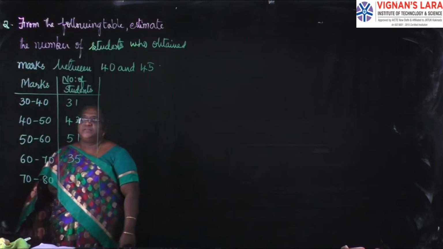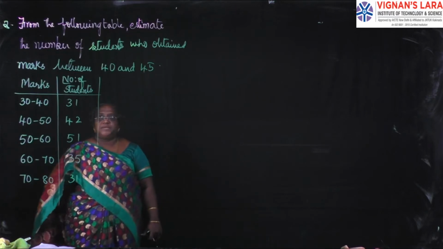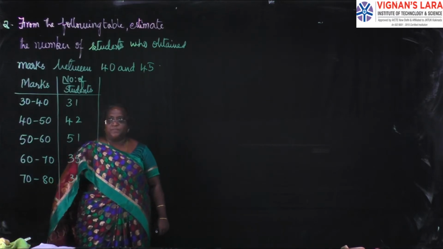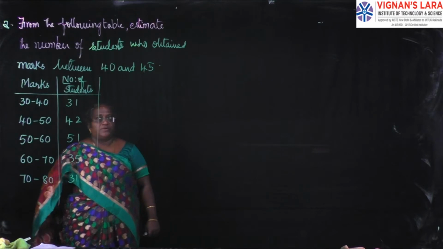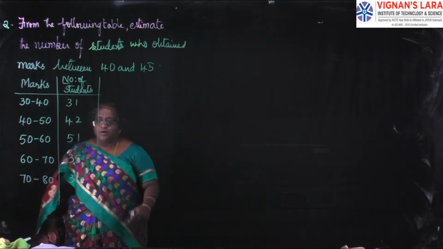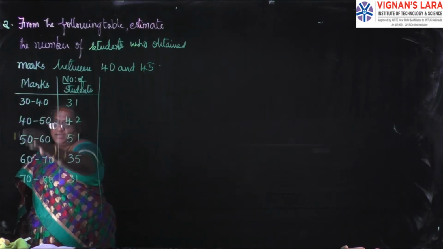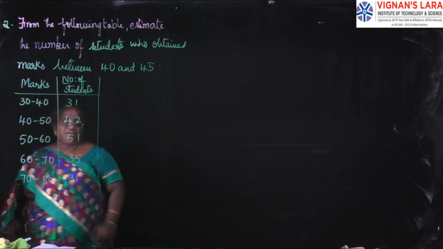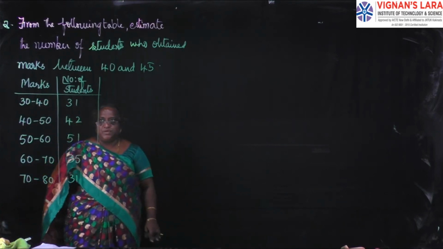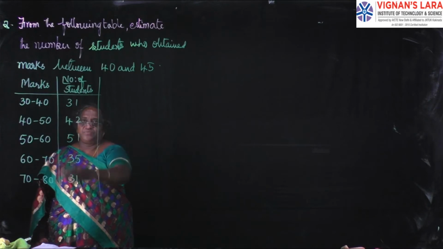Okay, let us see another problem. From the following table, estimate the number of students who obtained marks between 40 and 45. Here you are not given the x argument directly. It is given in the form of intervals. So what do we have to do? We have to prepare a cumulative frequency table.